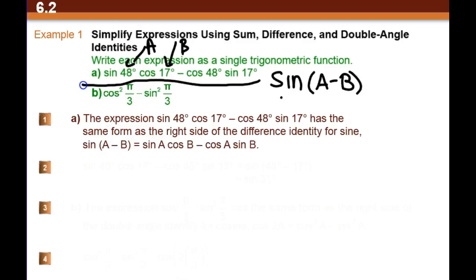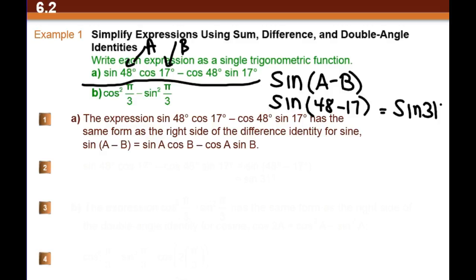Okay, so we'll write it as sine 48 subtract 17. And sine 48 subtract 17 is what? Sine 31.